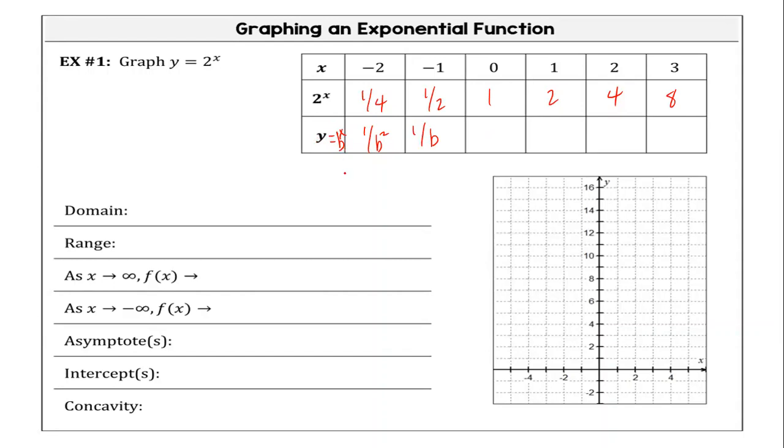Because b stands for any base. Remember, we're using a variable, so that means it could be anything. Does that make sense? 1 over b. So 1 over b squared, 1 over b. This is just going to be b.